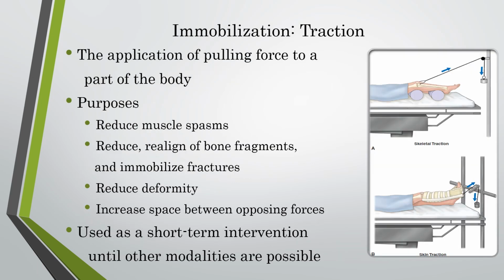And the other device that is used to immobilize the fracture area is traction. Traction uses a pulling force to promote and maintain alignment to an injured part of the body. The goals of traction include decreasing muscle spasm and pain, realignment of the bone fracture, and correcting or preventing deformities.